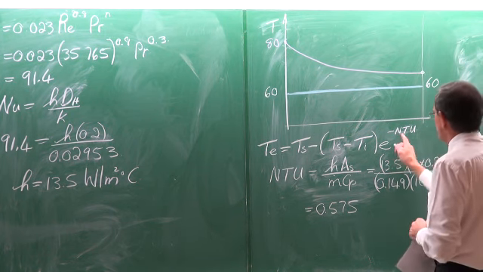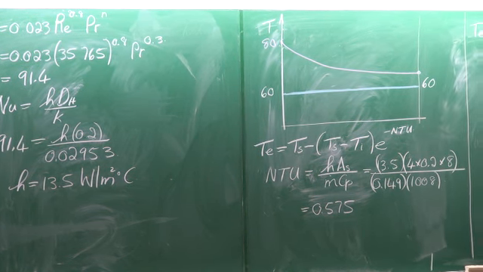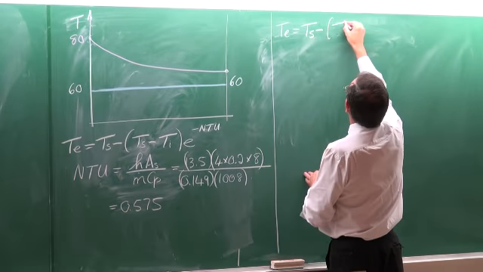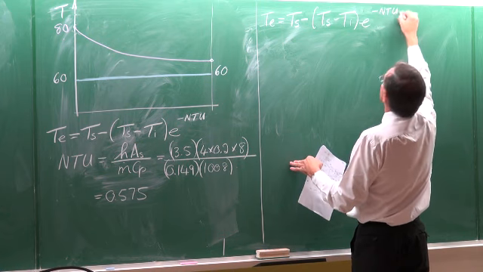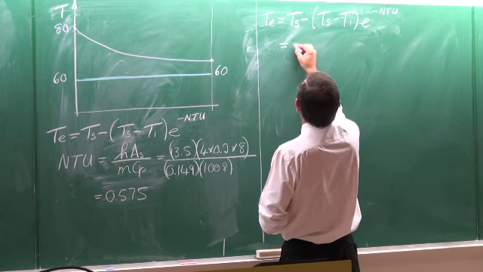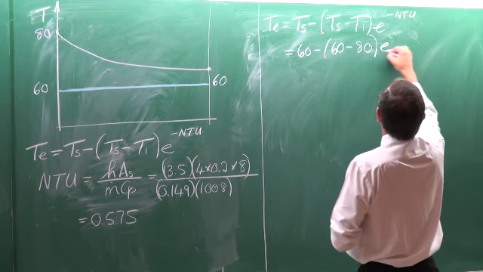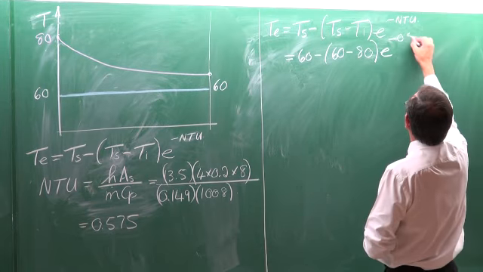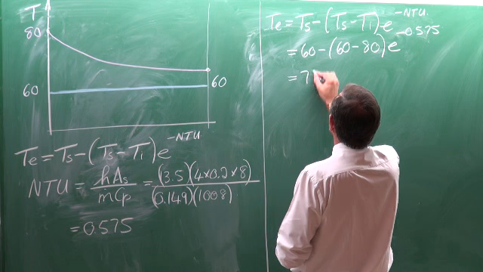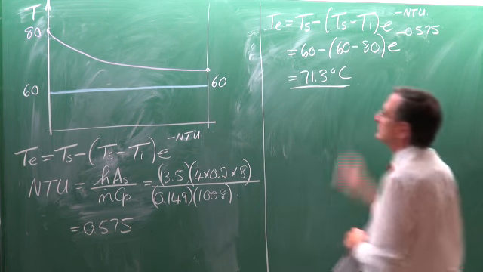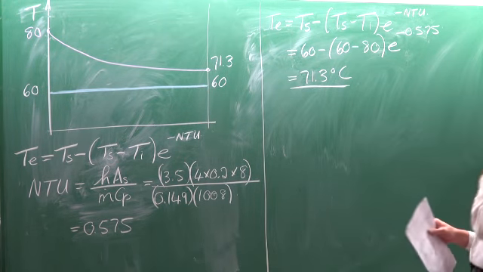So now we can calculate that outlet temperature from that equation. Let's just write the equation down again. So Te is equal to Ts minus the inlet temperature, e to the minus NTU. Okay. The surface temperature is equal to 60 degrees Celsius. The inlet temperature is 80, e to the minus NTU, and the NTU is equal to 0.575. So from that we can calculate the outlet temperature as 71.3 degrees Celsius. Right. So there's the outlet temperature as 71.3 degrees Celsius.